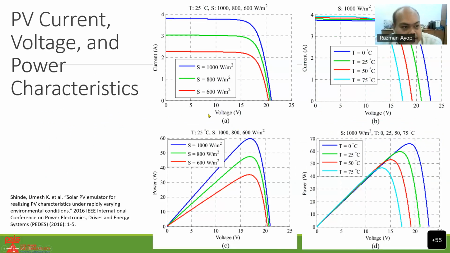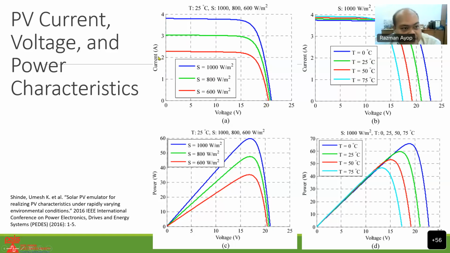So you can see here, you have a PV current, voltage, and power characteristic. At the center here, you change the irradiance. S is considered irradiance or insolation. Basically, the higher the power from the sun, the higher the irradiance. When you increase the irradiance, the unit is watt per meter squared, the voltage doesn't change too much. But when you increase the irradiance, it actually affects the current. It will become higher.